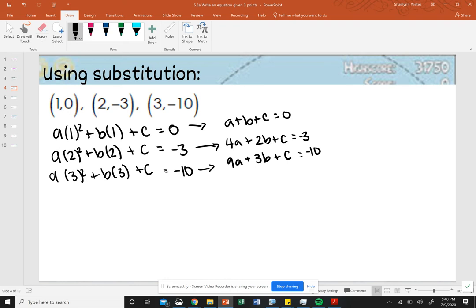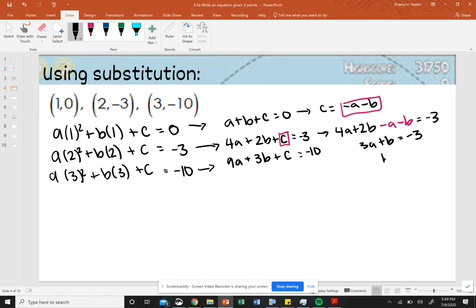Okay, so now using substitution, I'm going to take the top equation and I'm just going to solve it for c. So this becomes c equals -a minus b. So now I can take this and plug it in for any c I want. So I'm just going to go to the next equation down and plug it in for that c. So this becomes 4a plus 2b, and then this will be -a minus b equals -3. So I'm going to combine like terms and simplify. So this becomes 3a plus b equals -3.